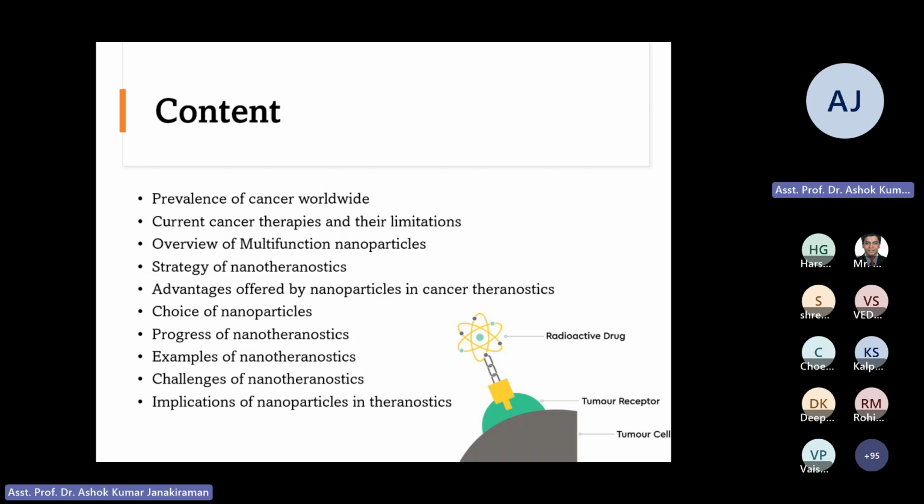And what are the advantages offered by the nanoparticle in the cancer theranostic? And how to choose, that means what type of nanoparticle is there, which one is nano theranostic, and what are the examples of the nano theranostic, and what are the challenges we are facing, and whether it's suitable to implement in the market, whether it can be converted from the bench scale, to the lab, that means to the large scale. And what are the issues or challenges we are facing. Maybe we are going to cover this in this topic today.